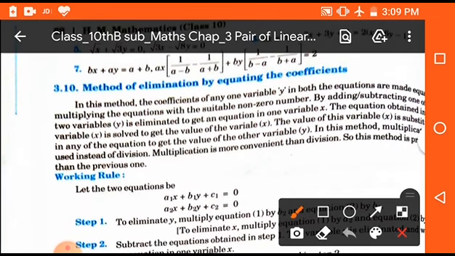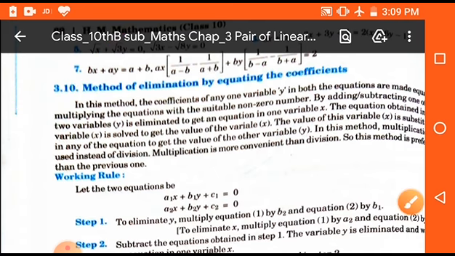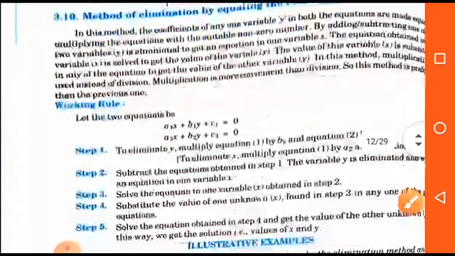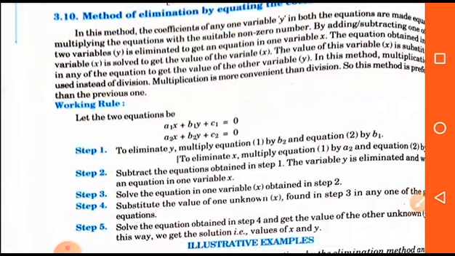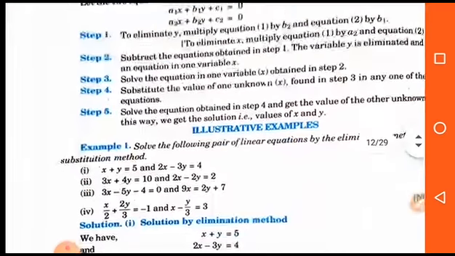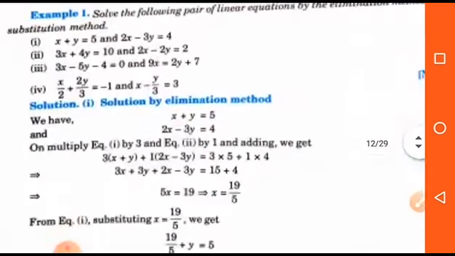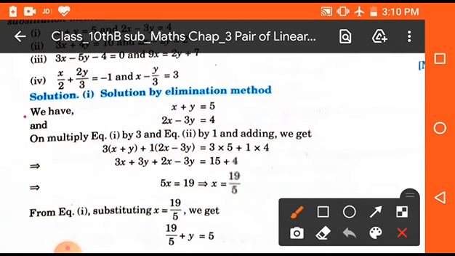Now the next method is the method of elimination by equating the coefficients. That means in this method we will equate the coefficients of the same variable in both equations, and after that we have to eliminate one variable, and after that we can use the substitution method. Clear? So we will discuss example number 1 here.